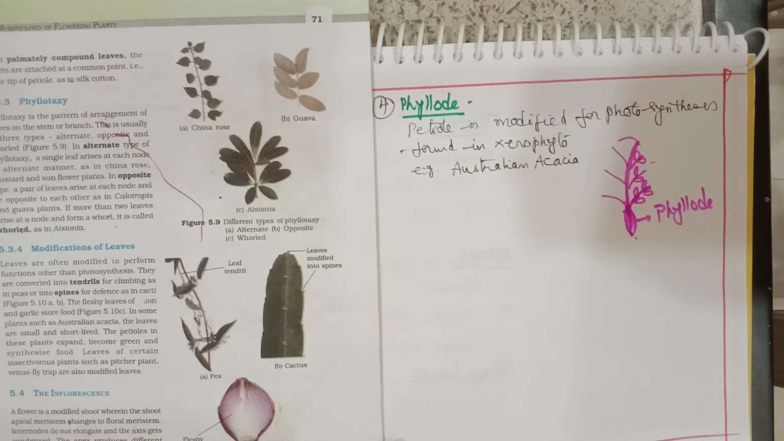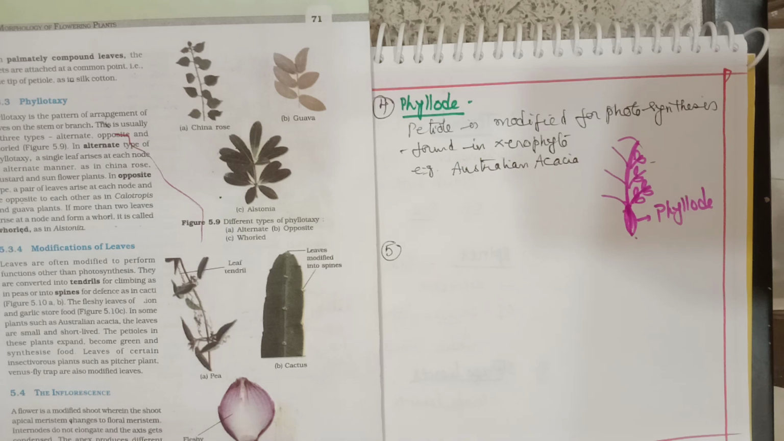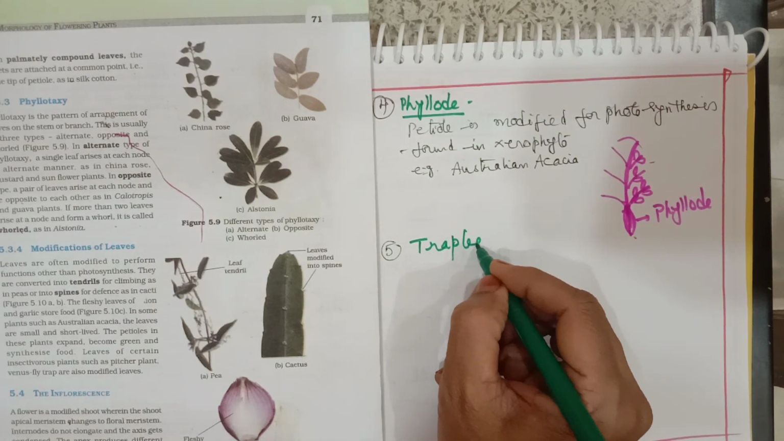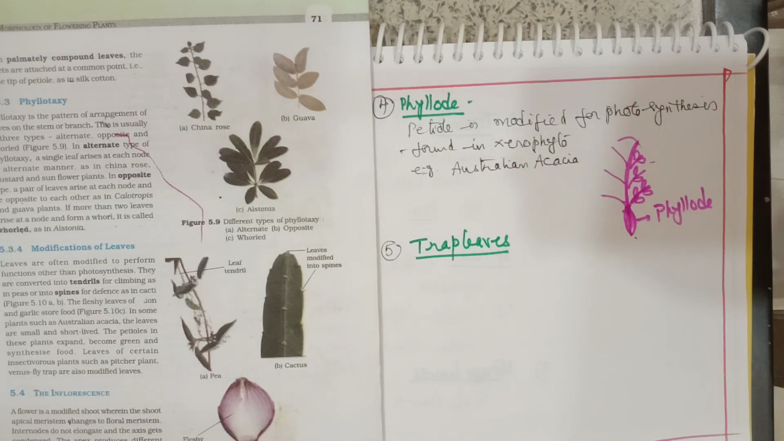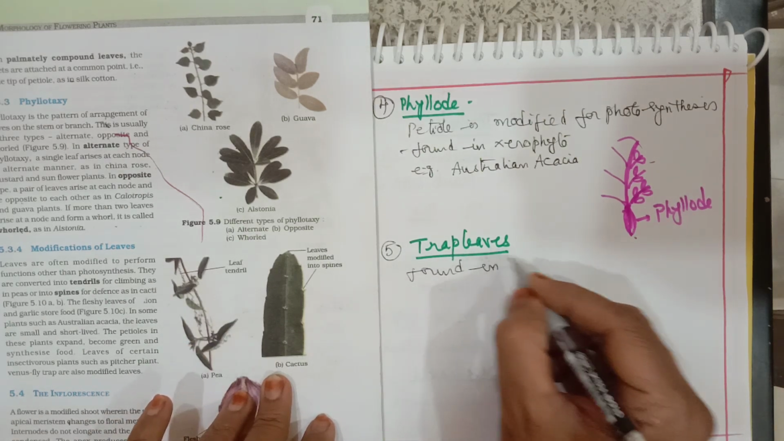Now, let us see the next one, the fifth modification. So, what do you find here? Leaves of certain insectivorous plants such as pitcher plant and Venus flytrap are also modified leaves. What are these modified leaves found in insectivorous plants called? This modification is named trap leaves. So, where are these trap leaves present? They are found in insectivorous plants.